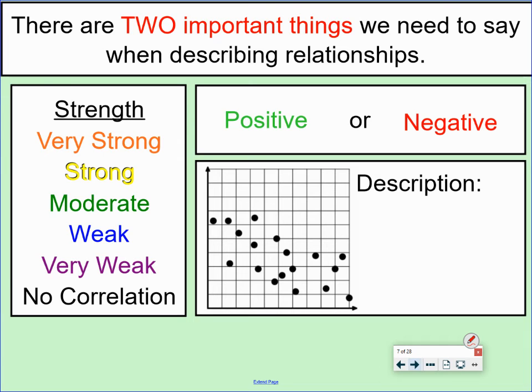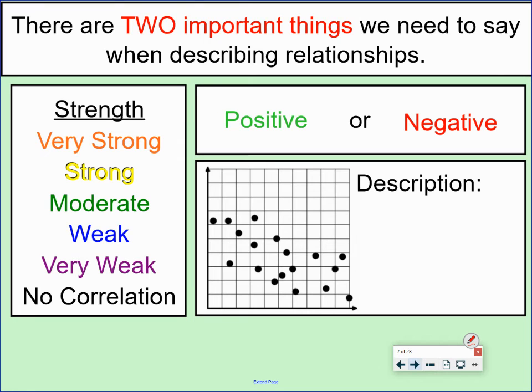Okay, now we're going to go back and start describing our scatter plots. There's two important things when we need to describe a scatter plot. We want to look at whether it's positive or negative, what type it is, and we want to see the strength of it.